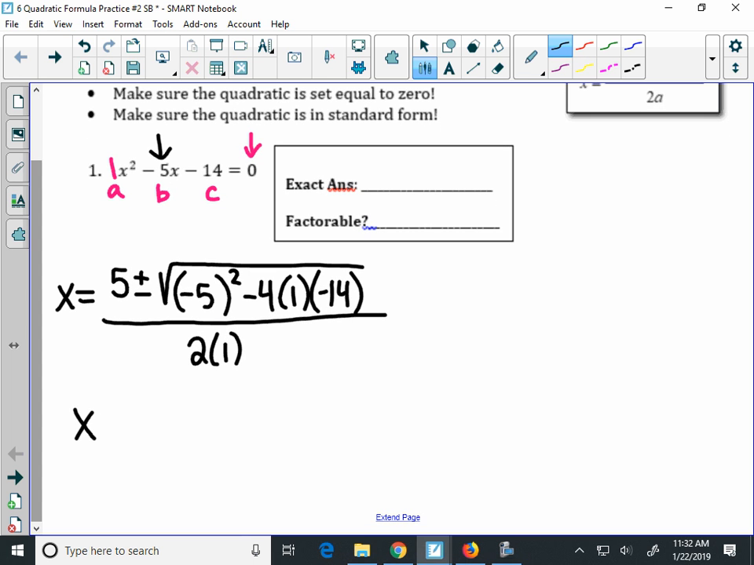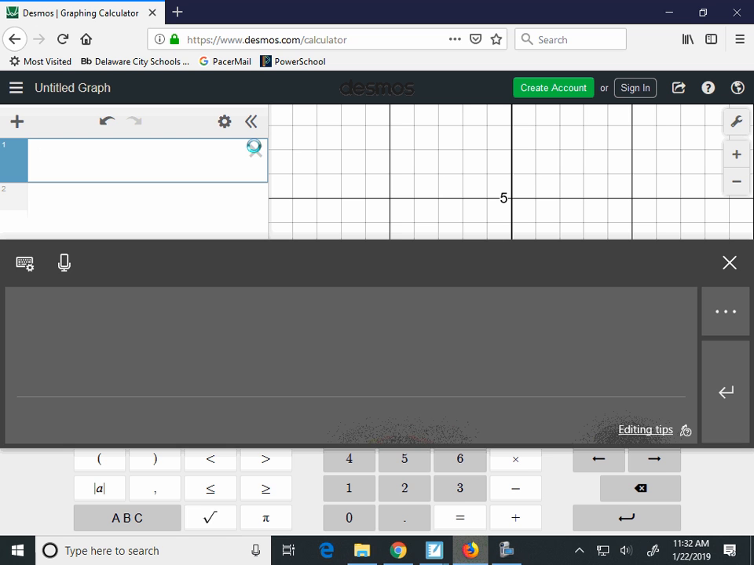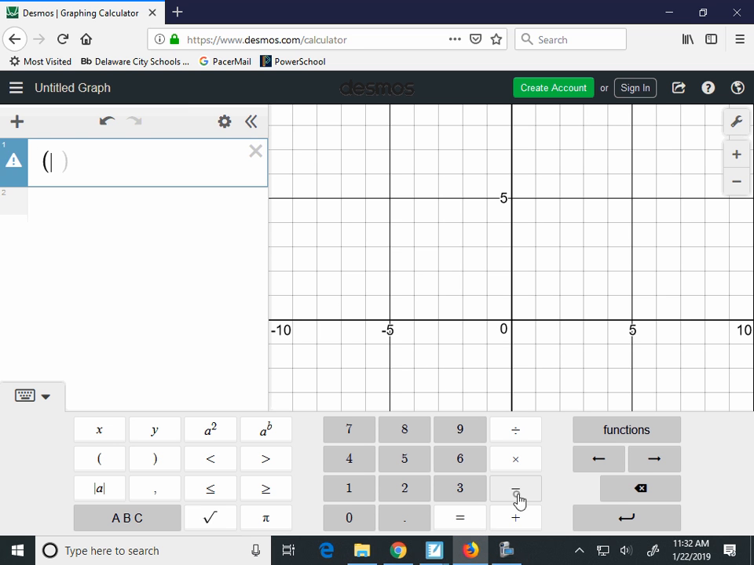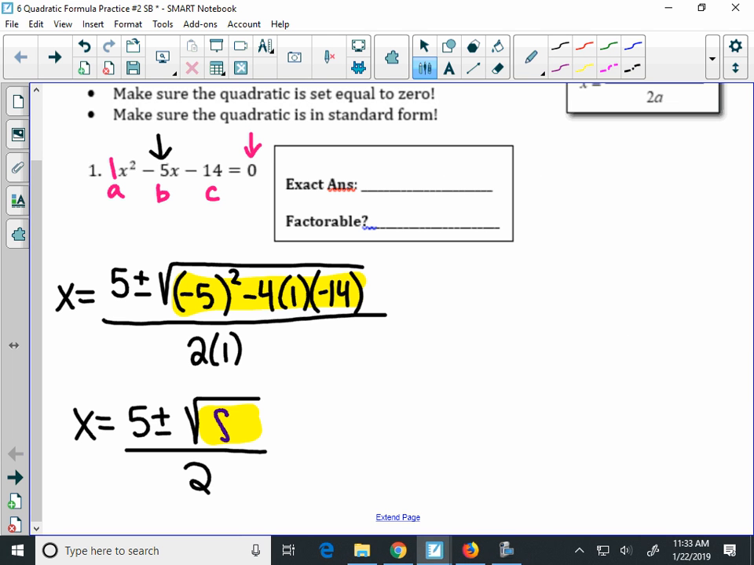Now when I simplify this, remember, just like the last practice, you don't put the radical into decimals or your calculator. You're only simplifying what is underneath the radical here. And that's going to go underneath the radical in the next step. So let's put this into decimals. You're going to start with parentheses, -5 squared minus 4 times A is 1 times -14. You should get the value of 81 when you do this on your own. So we're going to put 81 under the radical down here.